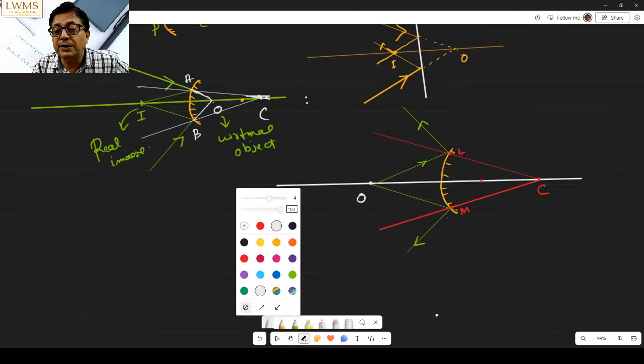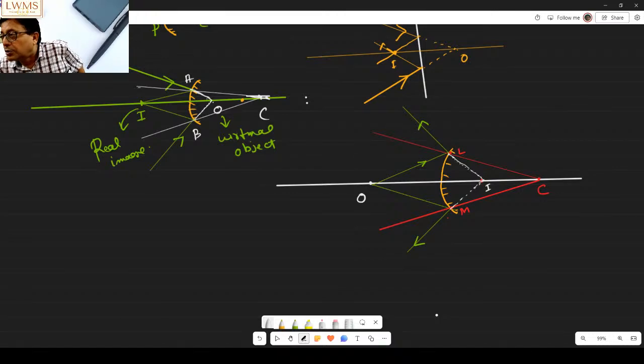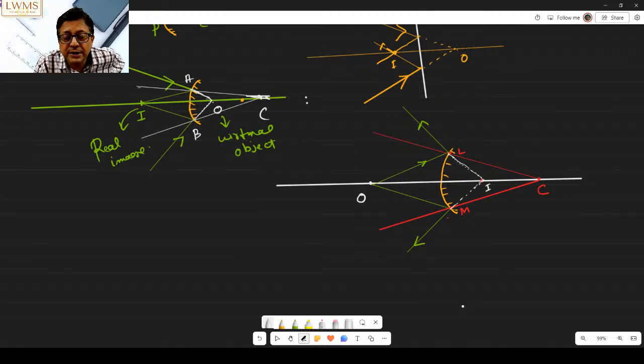How can you form it? You just produce it in the backward direction. Produce this one also in the backward direction. This is going to be the position of image. Clear? So you need to send two rays from the object. So this time there is a real object, and you do it with me.